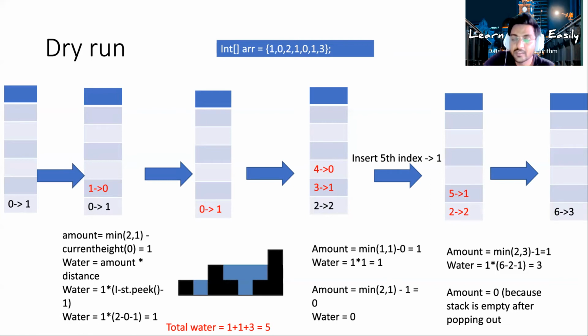All right. Now, after popping out these two, just insert the next element, which is 1. Again, you need to pop out because the next element is 3. Since 3 is not smaller than the top of the stack, pop out this one, pop out this one. While popping out, apply the same formula. Here you will get 3 units of water. Here you will get 0 because after popping out, the stack is empty.